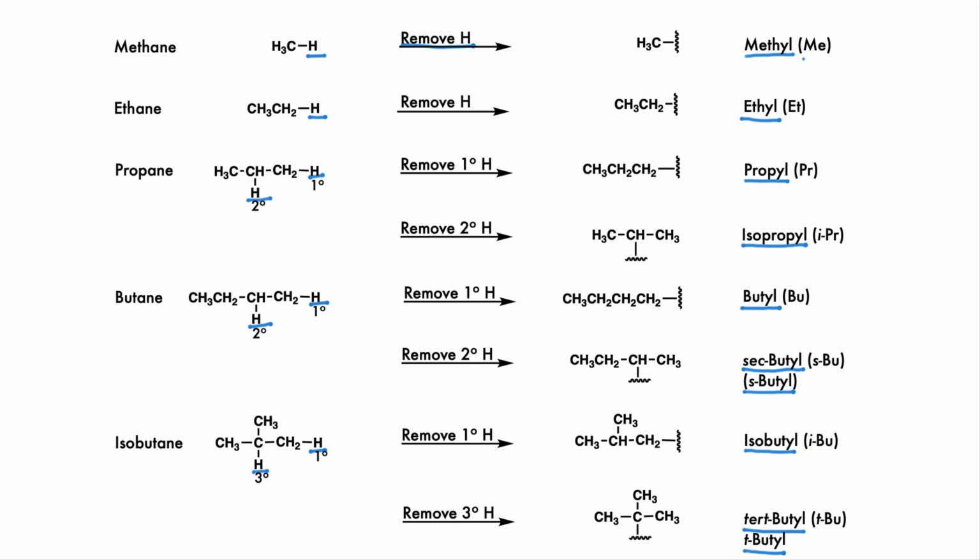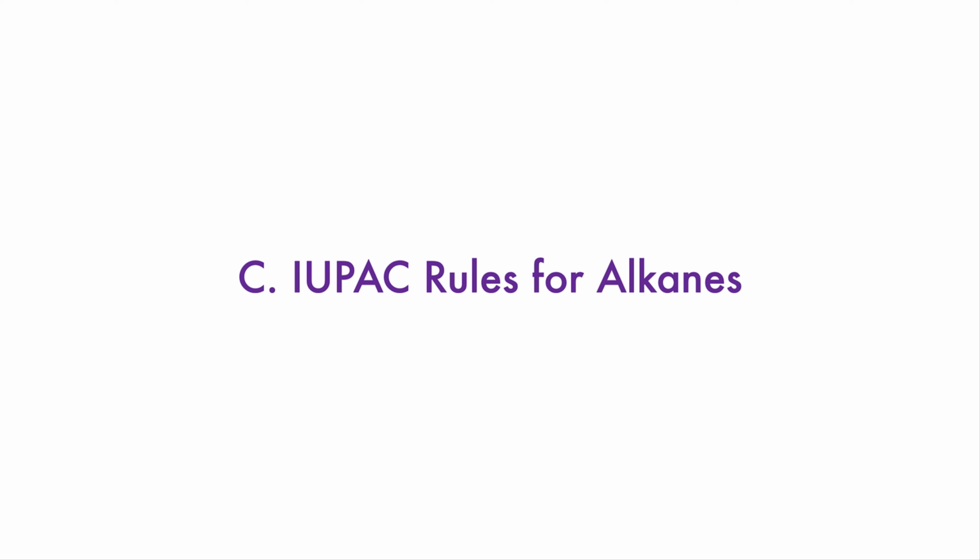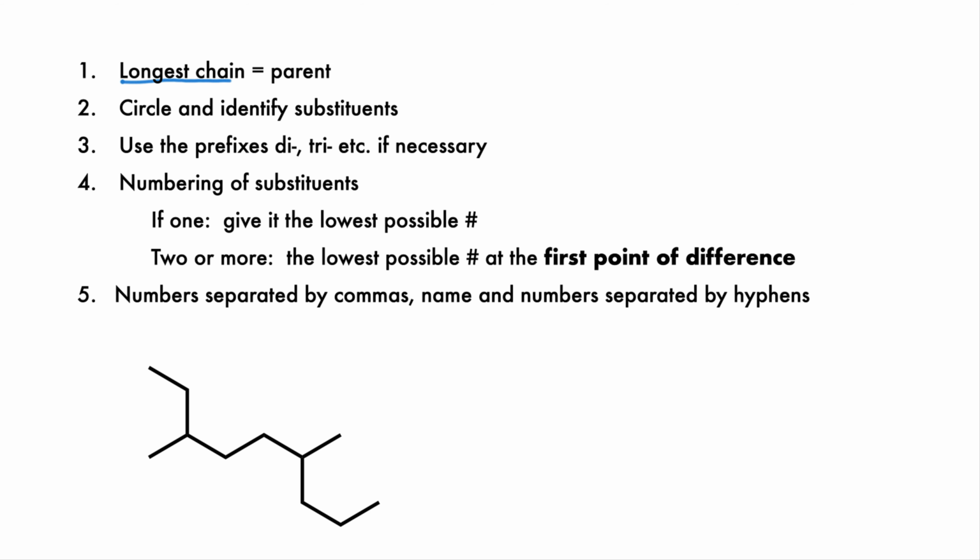All of these groups have further abbreviations you can use when drawing structures. For instance, methyl is abbreviated as Me, and the tert-butyl group is abbreviated as tBu, but only when drawing structures, never in naming them. Now we're ready to learn the actual IUPAC rules of alkane nomenclature. The first thing you need to do is identify and name the parent chain, which is the longest chain. It's often horizontal, but not always.